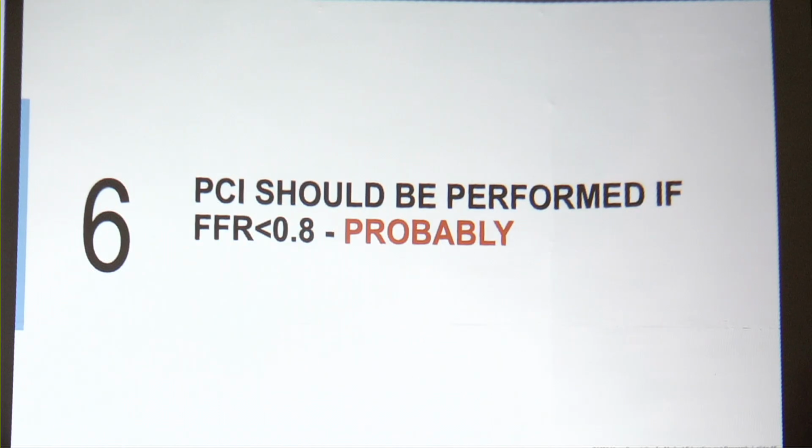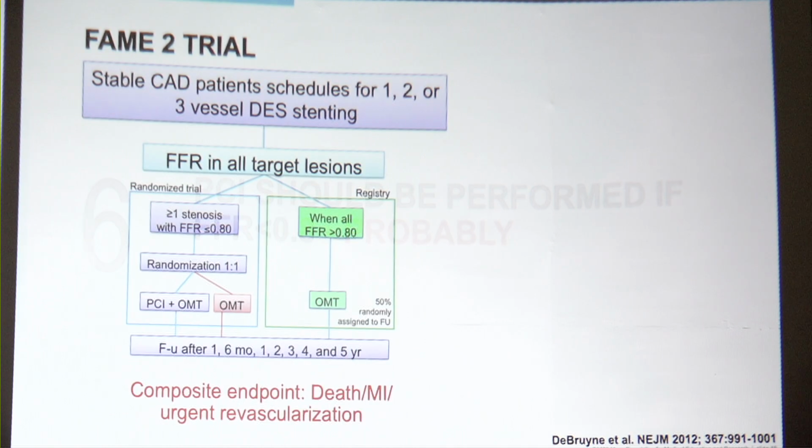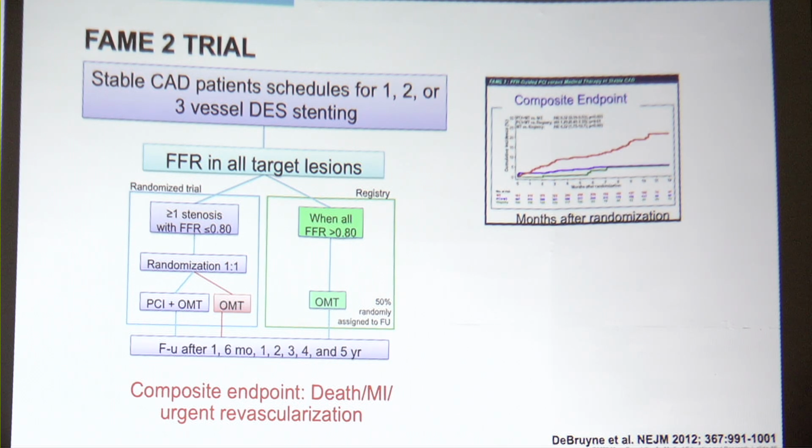Point number 6, PCI should be performed in patients who have an FFR of less than 0.8. Should we always be doing it? And I've said probably. The reason for that is the FAME 2 trial, which again, for the younger members in the audience, the fellows, you may not have really seen this published. It was a randomized trial comparing medical therapy to PCI in patients who had at least one lesion that had an FFR of less than 0.8. So I think of this as the COURAGE trial, medical therapy versus PCI, but every patient had an ischemia-producing lesion at least. And what you see is that PCI was superior.